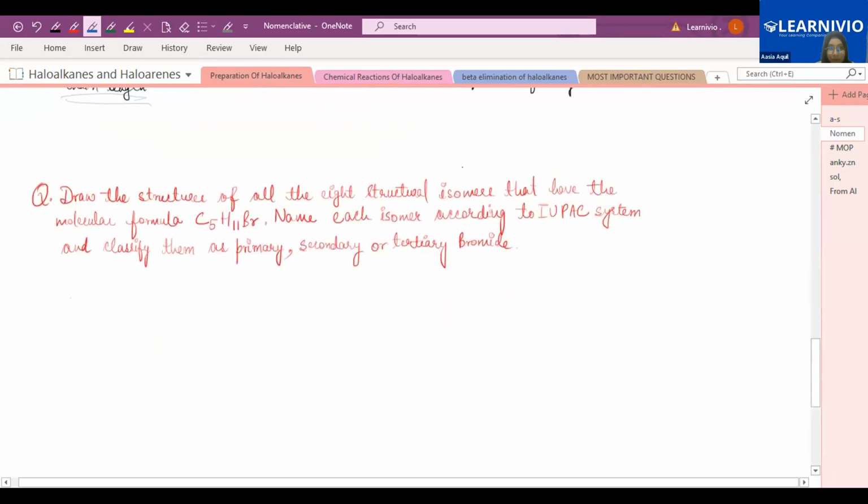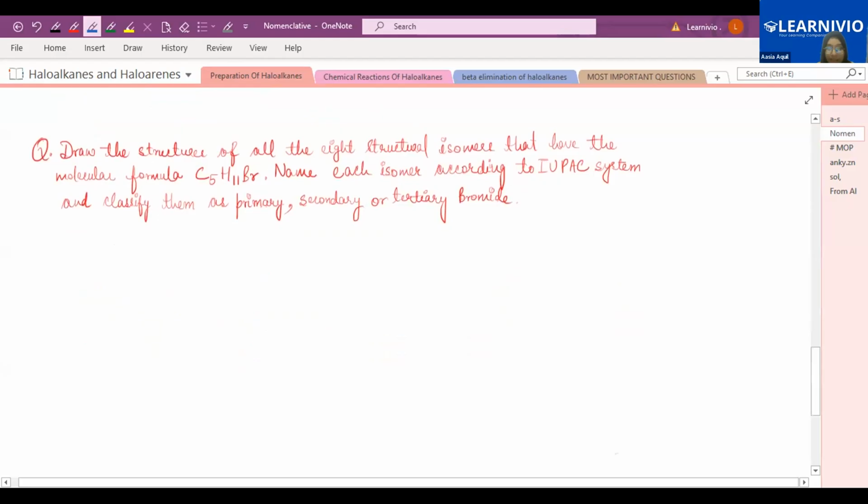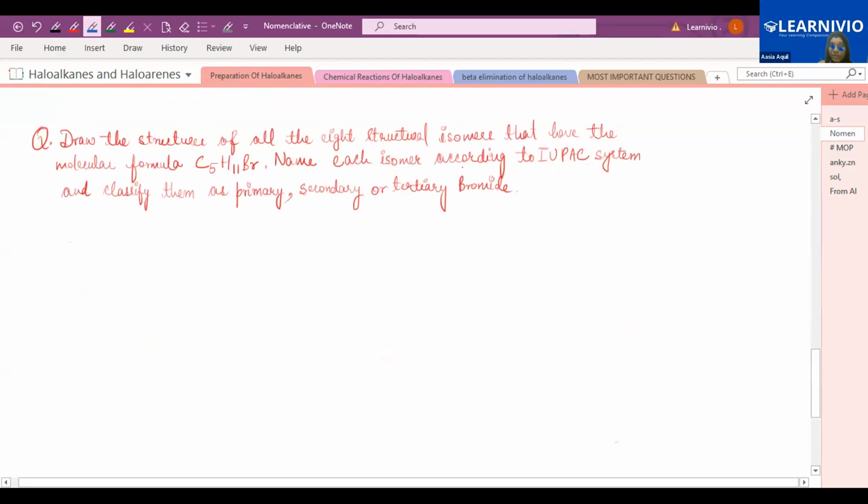Now, let's discuss it using examples or questions. This question is given in your NCERT book. The question is: draw the structures of all the 8 structural isomers that have the molecular formula C5H11Br, name each isomer according to the IUPAC system, and classify them as primary, secondary, or tertiary bromide. Do you understand the question?